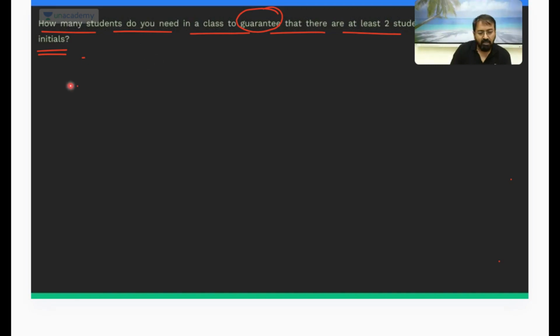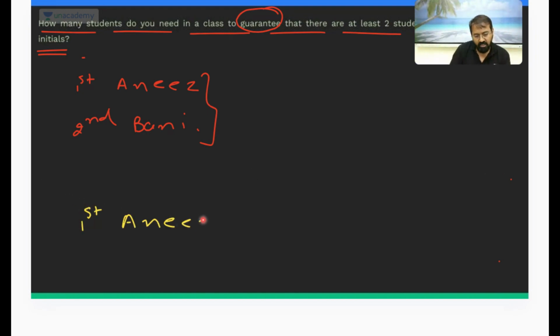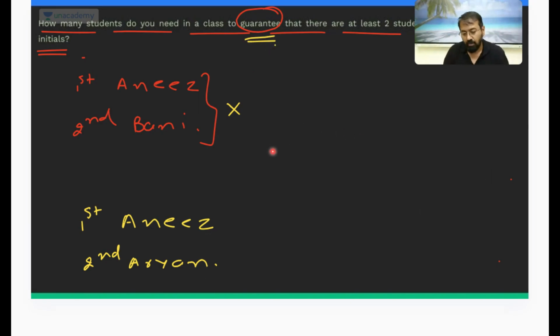Will it guarantee? For example, my first student is Anis, and second student is Bani. Do they have the same initials? No, they don't have the same initials. It may be possible my first student is Anis and second student is Aryan. But it may also be possible my first student is Anis, second is Bani, right? So guys, this will not ensure it; two students will not guarantee that thing. So how many students do I need to have in class, everyone? Someone has given the correct answer.